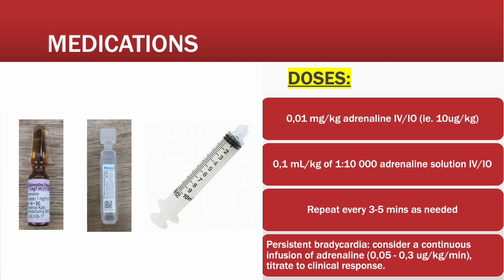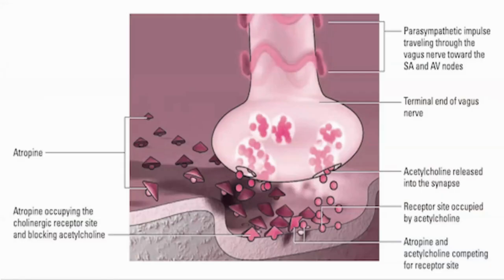1 in 10,000 solution. Why do we have to do it like this in South Africa? Well, it's because we don't have the pre-diluted amps like they have overseas. So this is the reason why we need to dilute our amps, and then it makes it much easier. 0.1 ml per kg of a 1 in 10,000 solution of adrenaline can then be given intravenously or IO. This dose can be repeated every 3 to 5 minutes as required. Our time interval is usually every 4 minutes.